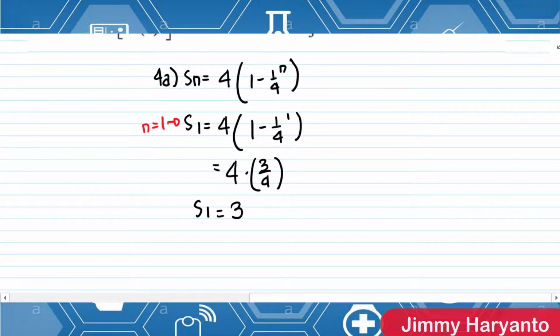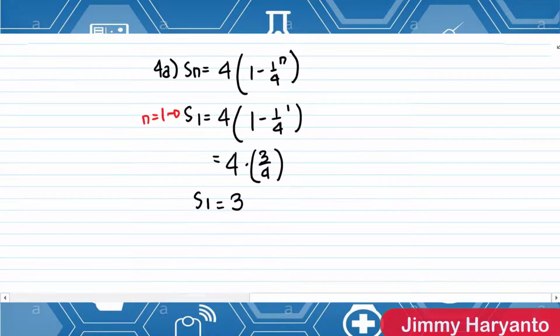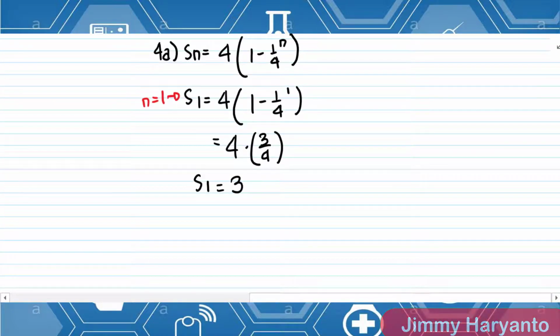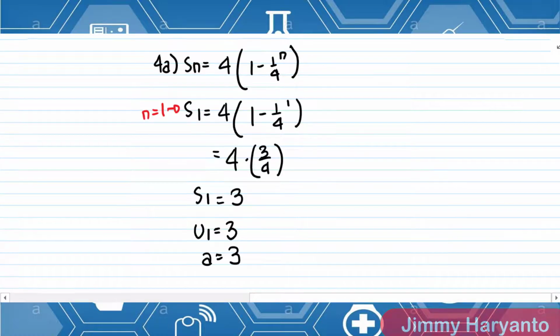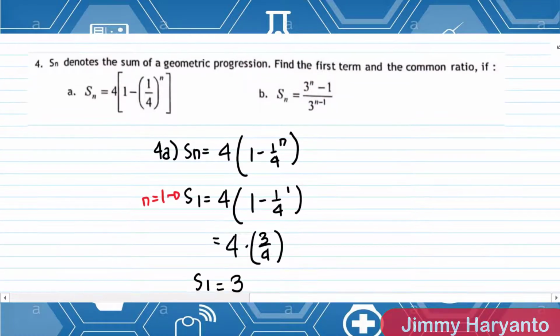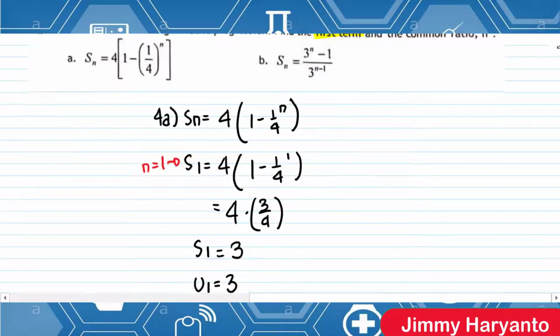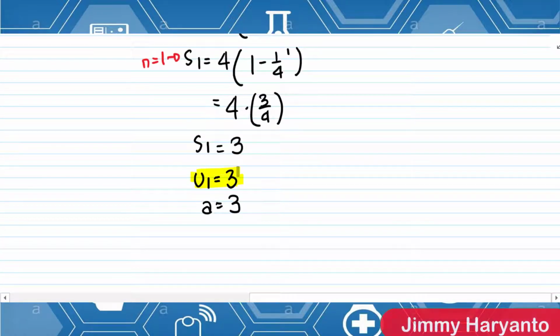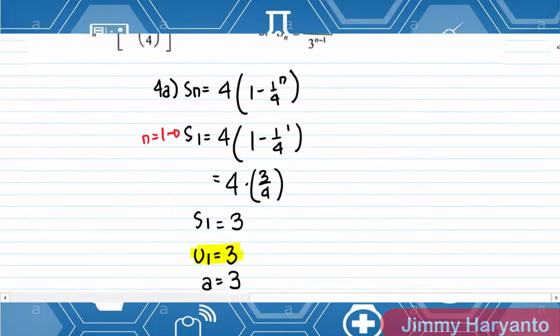What is the meaning of S1? S1 means the sum of the first one term. So it's still one term. One term means the first one. So I can tell that U1 is also 3. That means A is also 3. The question wants us to find the first term. We already got it, which is 3. Okay, the next is the ratio.